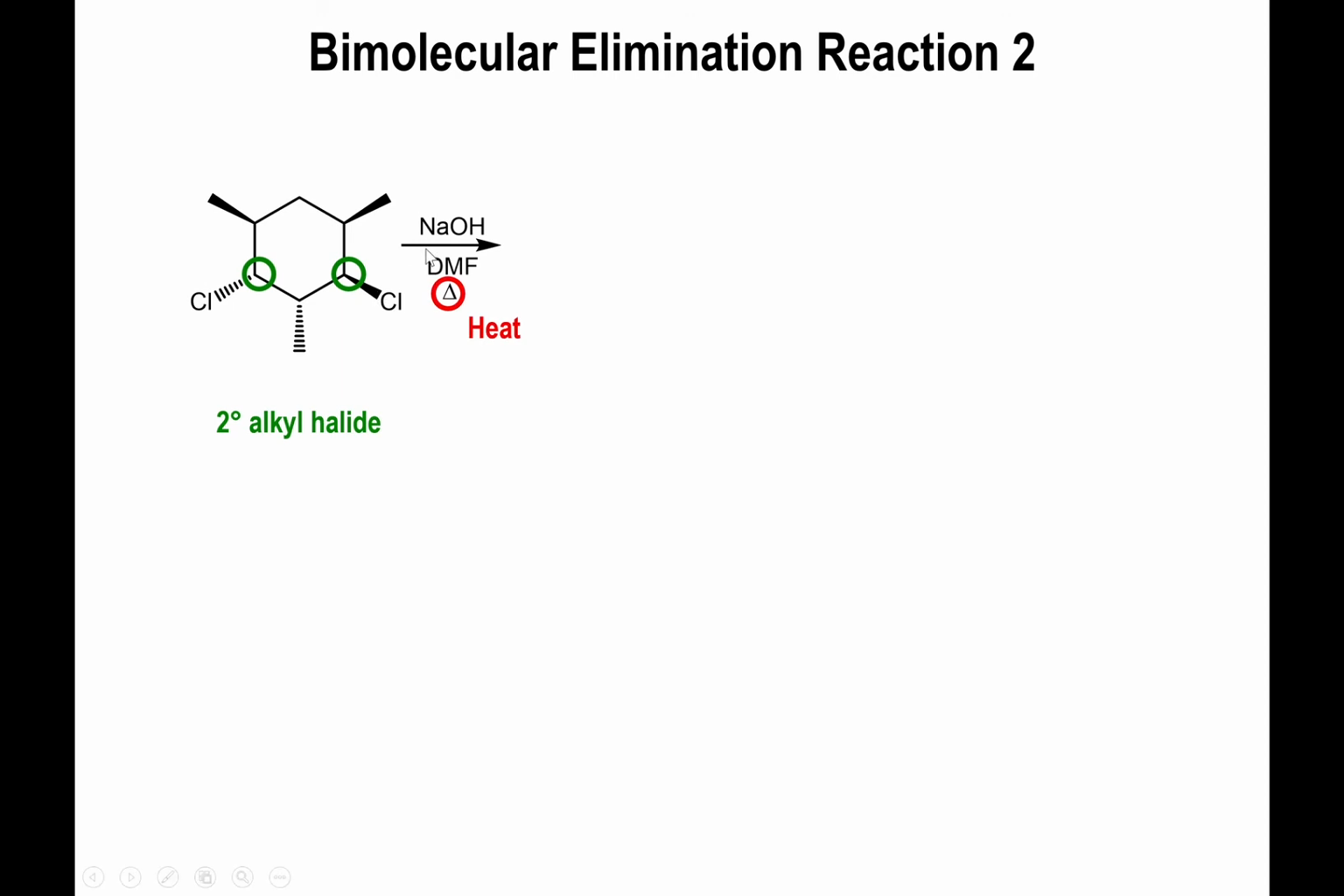Notice also that we are heating up this mixture in the presence of sodium hydroxide, which is a small strong base. So this spells out elimination, specifically a bimolecular elimination. Now, the presence of the strong base tells you that this is going to be bimolecular. All right, so what we need to do is draw that cyclohexane ring.